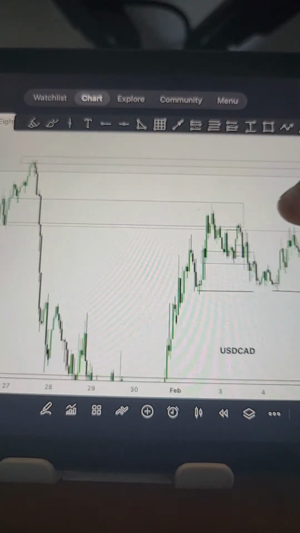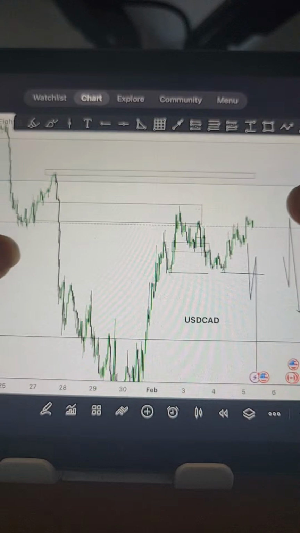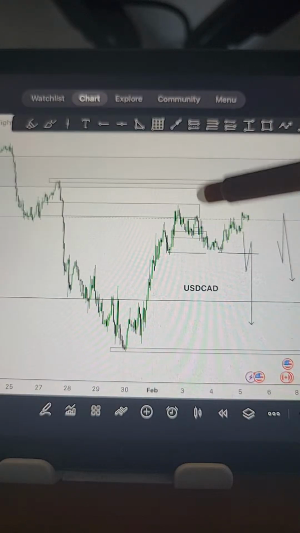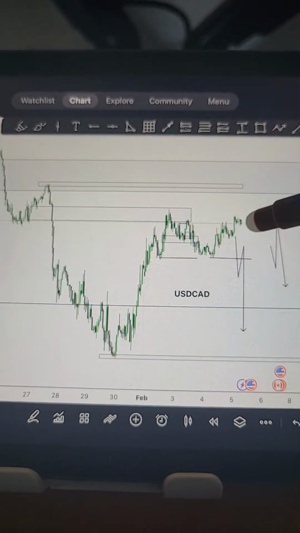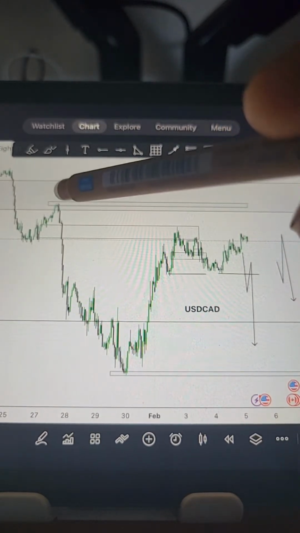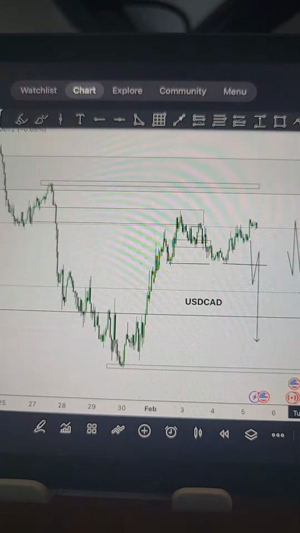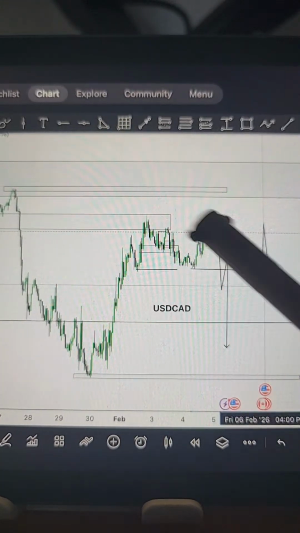So this setup remains bearish. I will continue to look for sell opportunities in this setup until price breaks this high here. Until it comes and violates this high here, that's when I'll start looking for buys. If it doesn't break this high, I'll just keep observing, because it seems that price is starting to consolidate around this zone. It's trying to consolidate around this zone.